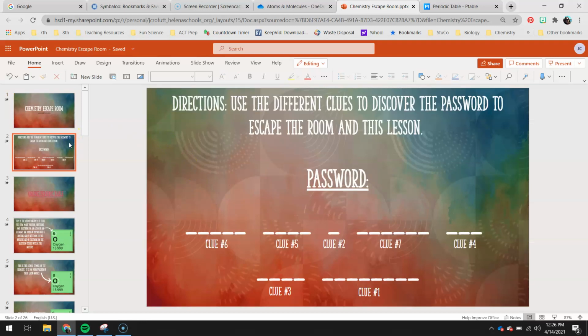Okay, slide 2. The premise of this whole escape room is that you guys are going to be using 7 different clues, all related to atoms and molecules, periodic table, elements, stuff like that, to help you figure out the password to get you out of this escape room and help you finish this assignment. Okay, moving on to slide 3.